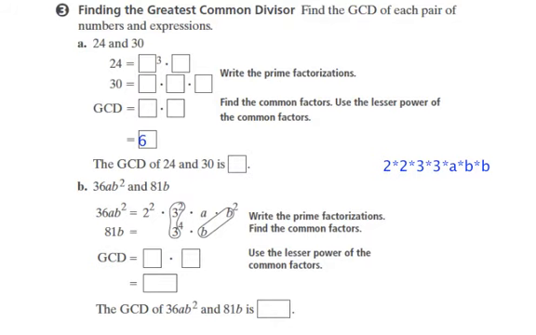So the prime factorization of 81 is 3 times 3 times 3 times 3. And then we just have a b, so it'd be times b. So that's 3 times 3 times 3 times 3 times b.